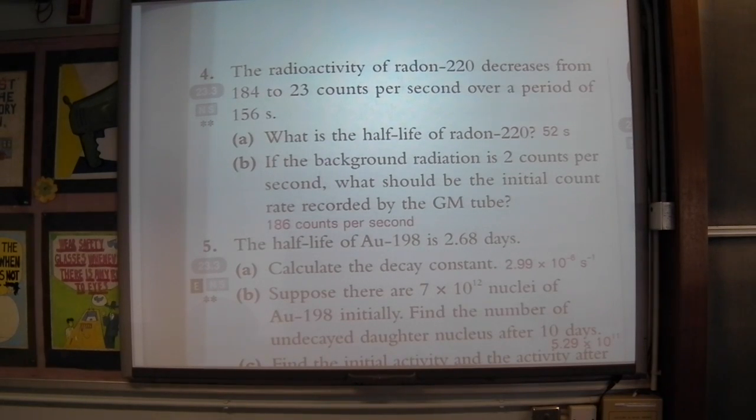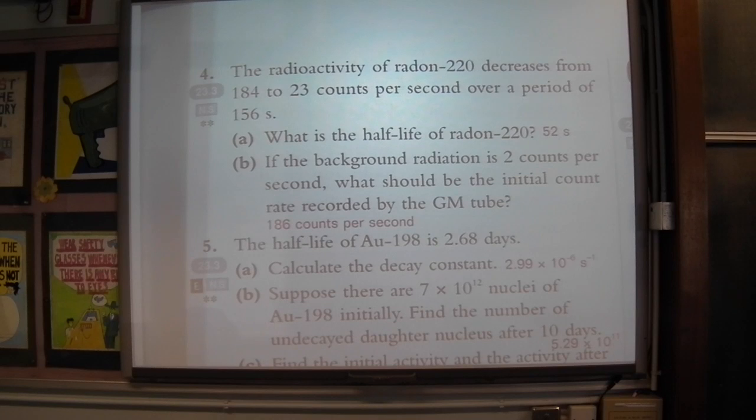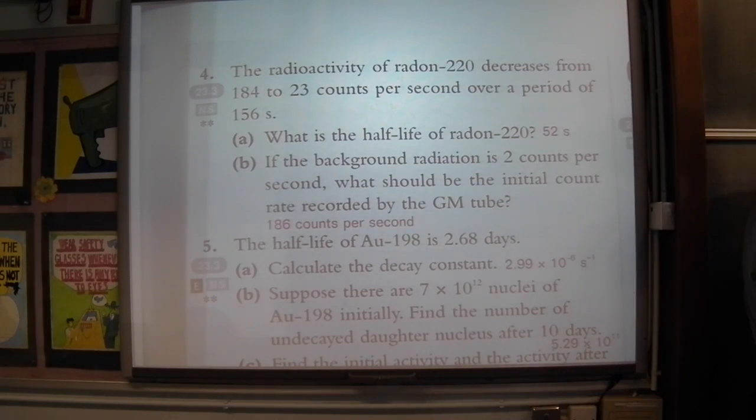Now using that formula to find k, you need to use logarithm. To save keystrokes on our calculator, we move it into 23 divided by 184 equals e to the power minus k times 156. So natural log of 23 over 184 equals minus k times 156. Take the natural log, the e will disappear, only leaving minus k times 156.